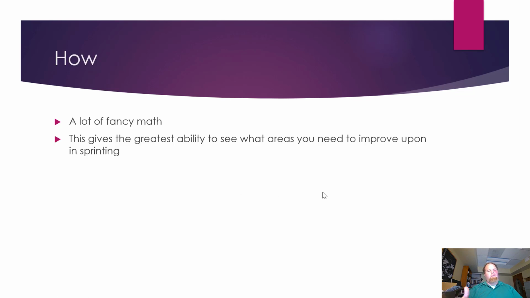So how do they do it, man? Whenever you get down to it, it's a lot of fancy math. And from personal communications, sitting down to dinner with Dr. Morin, long story short, it's a lot of fancy math. Pierre Samozino was really, really good at that. And he knew how to just take a few things and model it. This gives the greatest ability to see what areas you need to improve upon in sprinting.